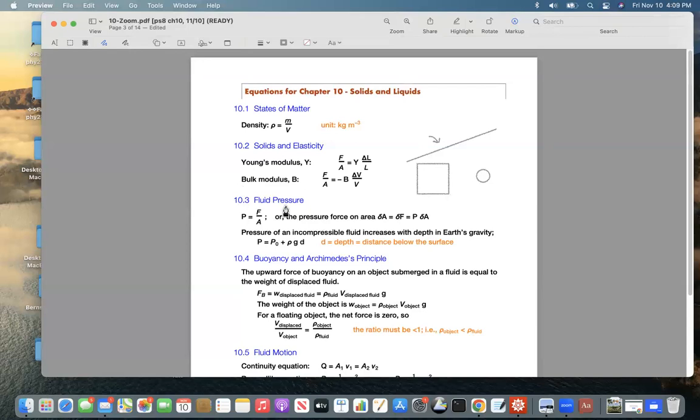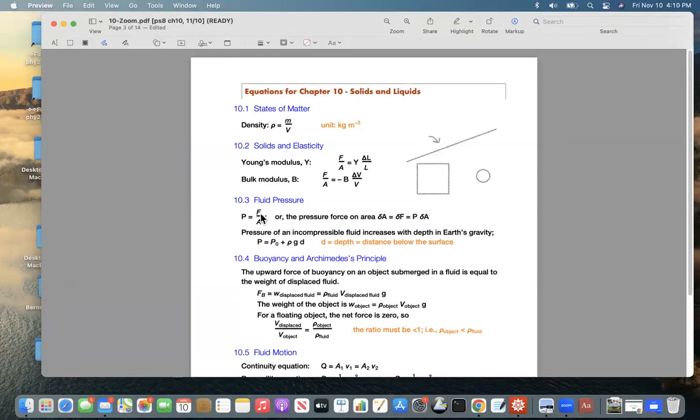Section 3 is on pressure. Pressure is defined as force divided by area. So the unit of pressure is Newton divided by meters squared. The numerator is force, that's Newton. The denominator is area, so that's meters squared.